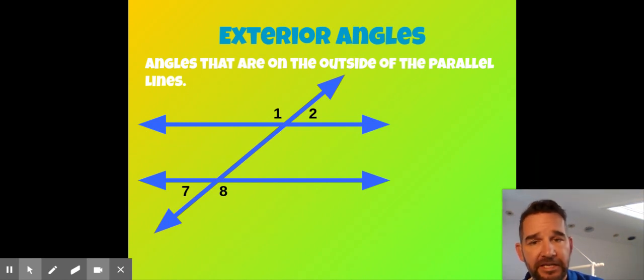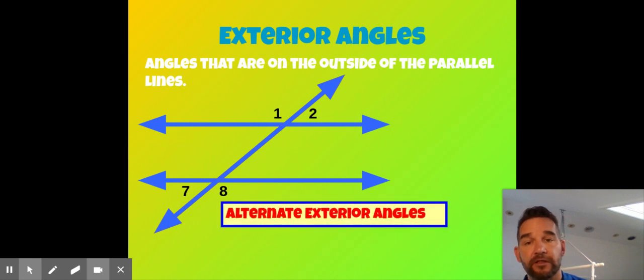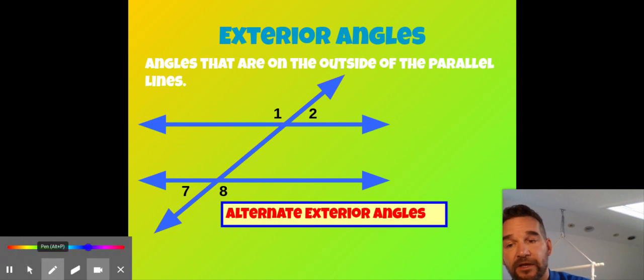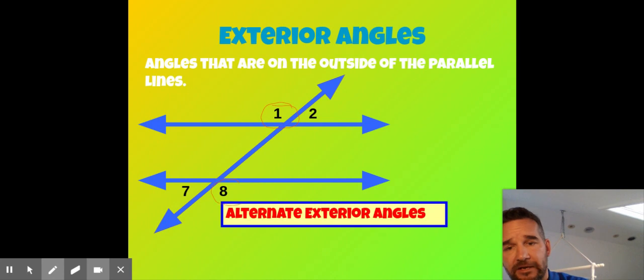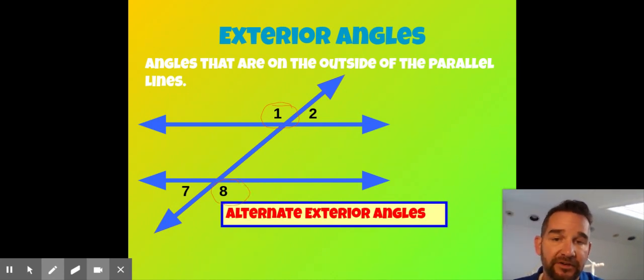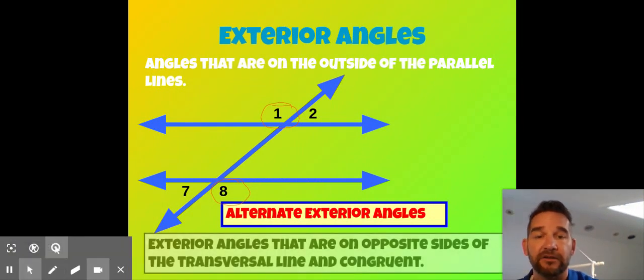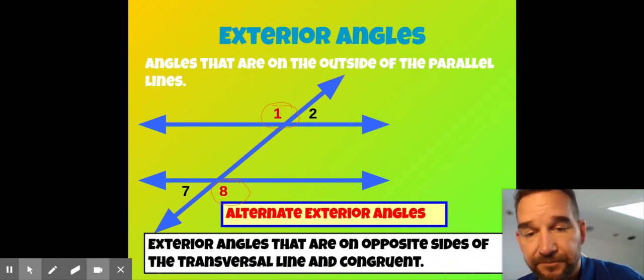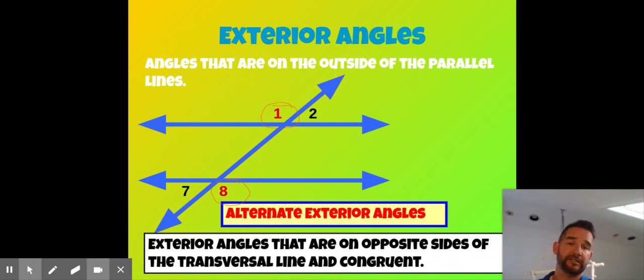Just like the interior angles, there are what we call alternate exterior angles as well. Those would be angles that are on opposite sides of the transversal line, but are congruent. So angles 1 and 8 would be considered alternate exterior angles. So would 2 and 7. And again, what's really important is that they are congruent to each other for that reason. So if angle 1 was, let's go with any angle, 130, angle 8 would be 130.